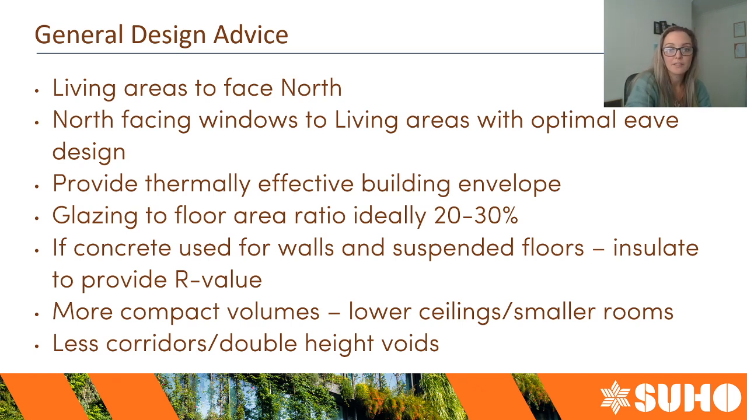Provide a thermally effective building envelope. So 6 stars out of 10 stars is the minimum you need to get energy compliance. And in order to achieve that for most designs, you need to install quite effective insulation. Glazing to floor area ratio should be no more than 25% or so. So the square meterage of the windows compared to the square meterage of the floors. The windows should be no more than about 25% of the total floor area.